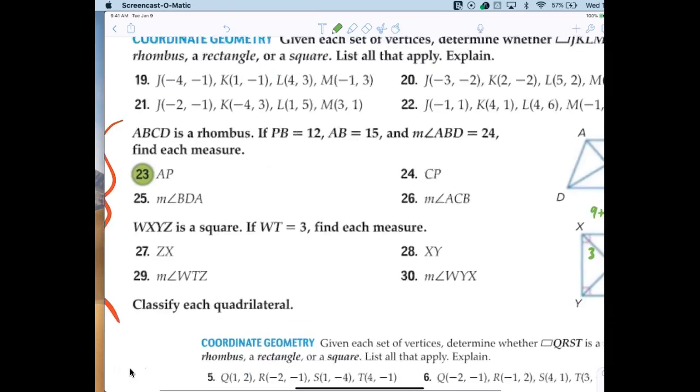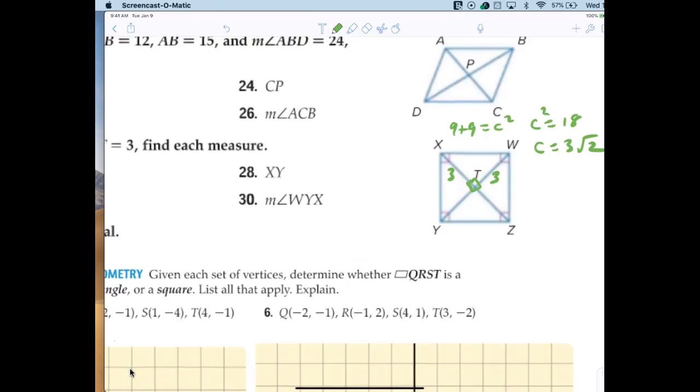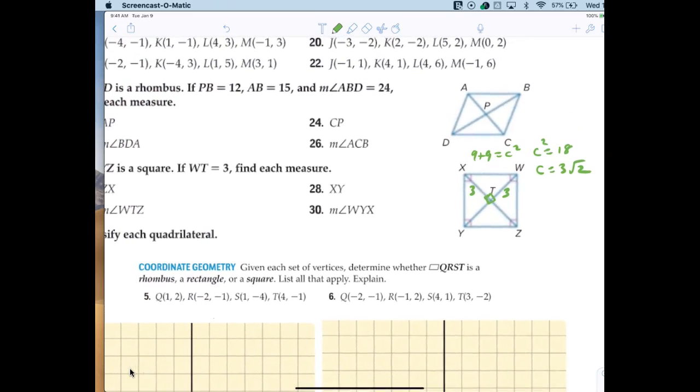Let's everybody take a quick look at 25. Okay, so BDA. Let me find BDA, which is this angle right here, correct? Now remember, a rhombus is unique because the diagonal actually bisects the angle. Everybody agree with that? It bisects the angle. So if I said ABD is 24, then what is ADB also? 24. There you go.